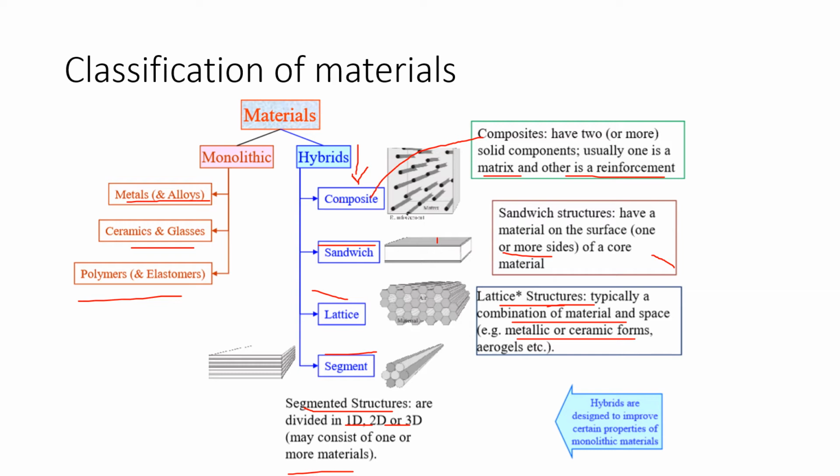So these are the monolithic materials. Monolithic materials are actually pure forms of the material, like iron and other metals, chromium, nickel. And the hybrid materials are because we are talking about the improvement of mechanical properties. One form is phase transformation, the other form is the composite material. In composites, sandwich, lattice, or segment, in all these hybrid materials, the properties of the monolithic materials are improved.